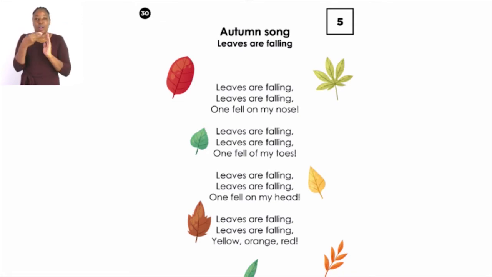The first one says that it fell on my nose. The second one fell on my toes. The last one fell on my head. And then it tells us the different colors of the leaves. We have yellow, orange, and red. So we are going to sing this song together.